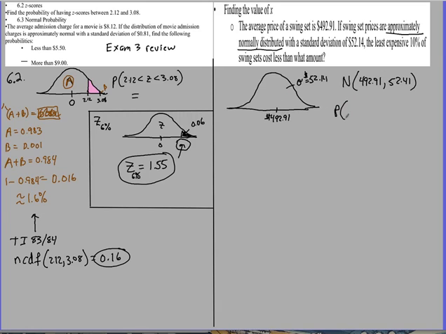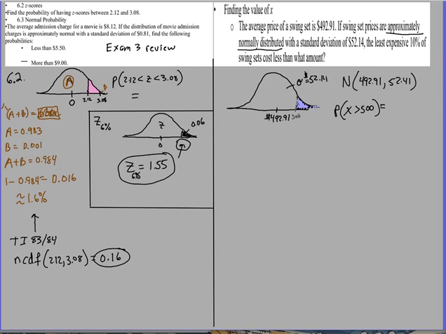A question I could ask is: if you randomly pick one swing set, what's the probability that it's greater than 500? This isn't on the review, it's just something you may be asked. If it's greater than 500, you find 500 over here, draw a line up, and we're interested in finding this shaded region, all the way to the end.